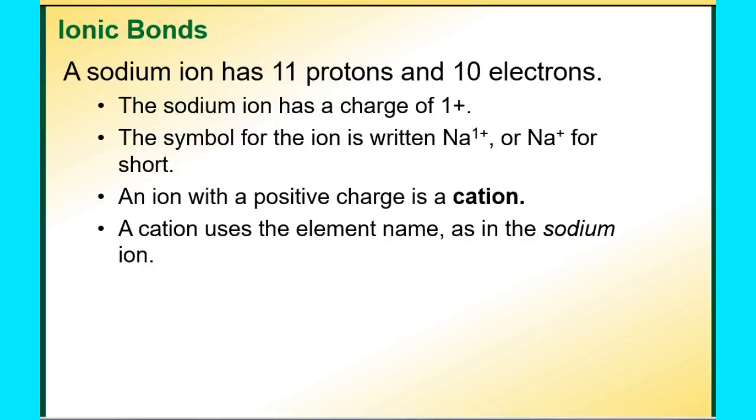A sodium ion has 11 protons and 10 electrons. The sodium ion has a charge of 1 positive. The symbol for the ion is written Na1+ or Na+ for short. An ion with a positive charge is called a cation. A cation uses the element name, as in the sodium ion.